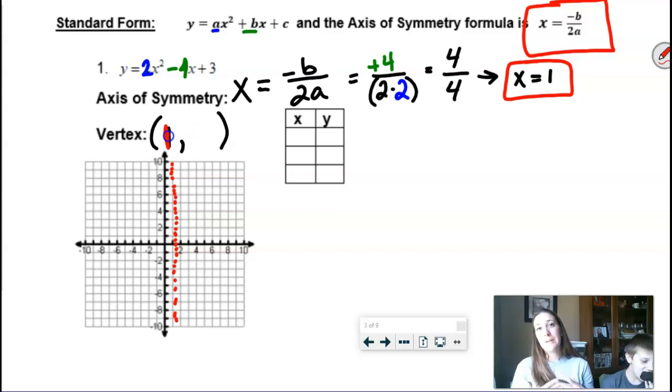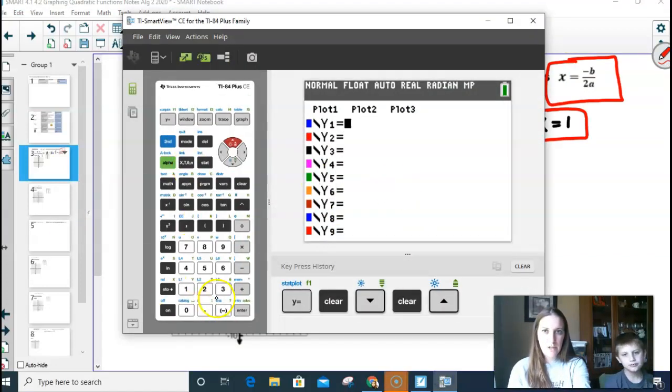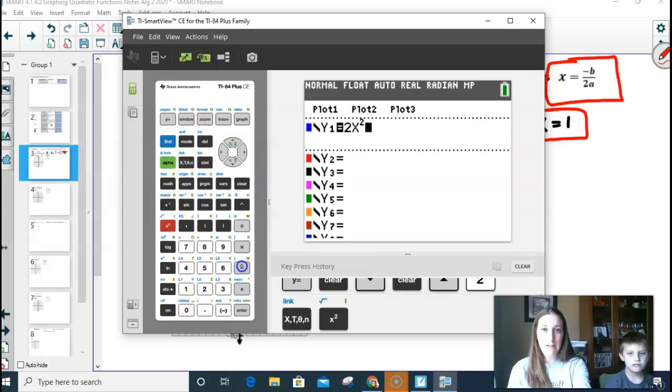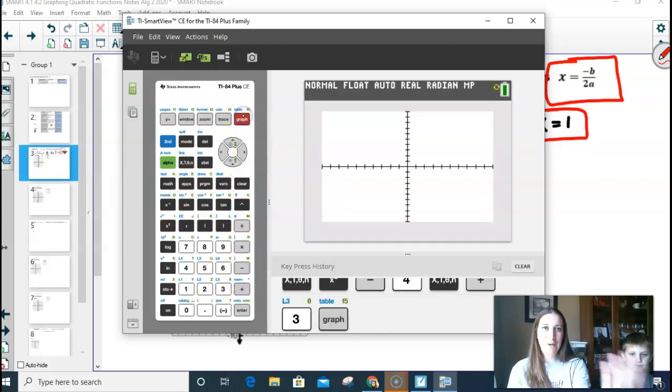If you want to be reliant on your technology, which is totally fine, this would be a good moment to step away from the paper and go to your calculator. I need to remember our formula: 2x squared minus 4x plus 3. So I'm in y equals, and I type 2x squared minus 4x plus 3. If you want to see a picture of it, there it is.